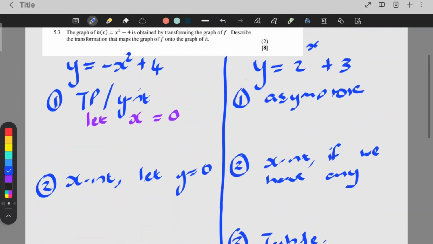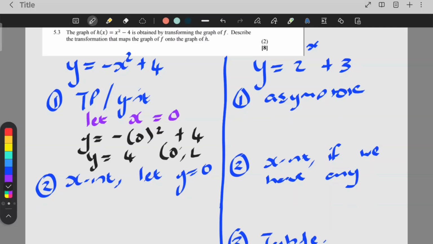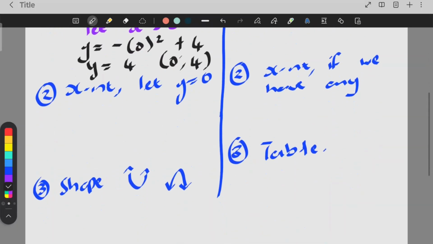So let's start with this question. Let's quickly get our important points. So for the parabola, to get the turning point or the y-intercept, we make x 0. So y is equal to negative 0 squared plus 4. And I get my y to be 4. So that means the turning point is (0; 4). That's the turning point and the y-intercept.